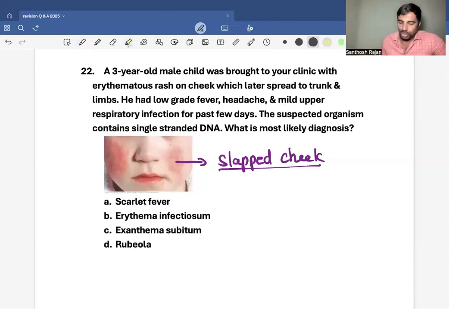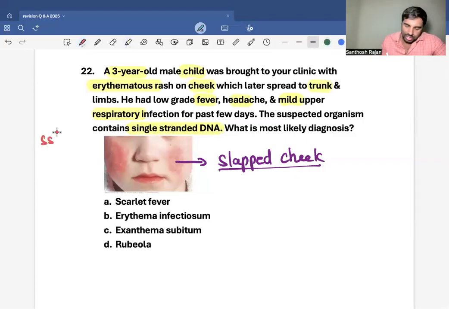So automatically I got the clue. Now here, a 3-year-old child is brought to the clinic with an erythematous rash on the cheek. Mainly it's the cheek. Then a low-grade fever, headache, mild upper respiratory infection. Not that important, but the suspected organism contains single-stranded RNA. That is more than enough.